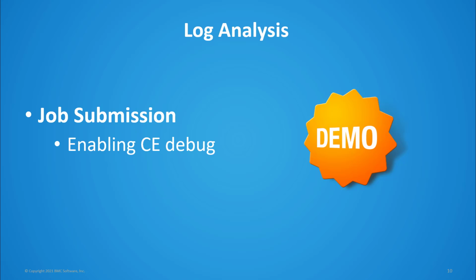In this demo, we will analyze job submission information in the process logs. In order to generate these messages, debug must be enabled for the CE component. By using the dbg LVL utility, we can enable debug for the CE process. And by using the prf11 command, we can also verify that the diagnostic level has changed.